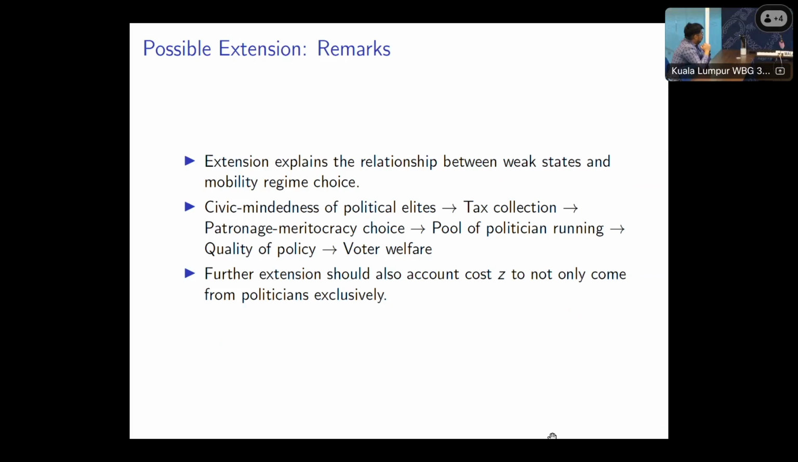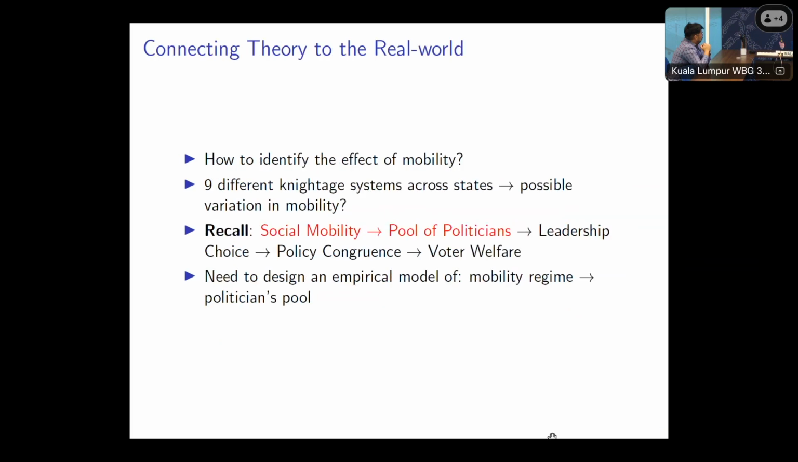So now we go from the theory to the real world. Now we try to identify the effect of mobility. As he pointed out, there are 9 different native systems across Malaysia, and this is the variation that I'm expecting to get in mobility. And so this is what I'm testing.